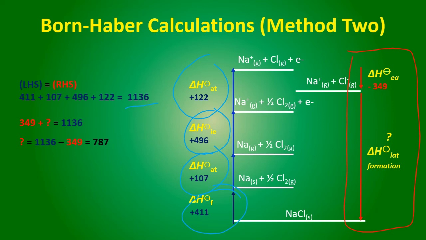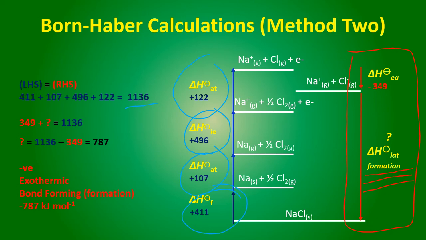Now you notice that this doesn't give us the sign. This doesn't tell us whether it's positive or negative, so i.e. exothermic or endothermic. We have to consider, well, what are we looking at? We're looking at the enthalpy of formation. Now formation is going to be negative because it's an exothermic process. So because again, the clue's in the title, it's going to be negative 787.